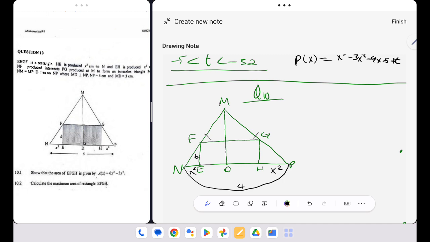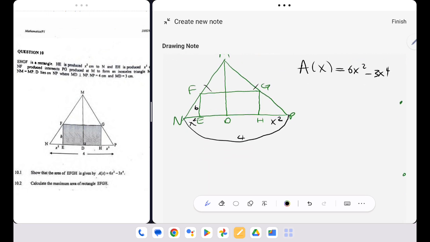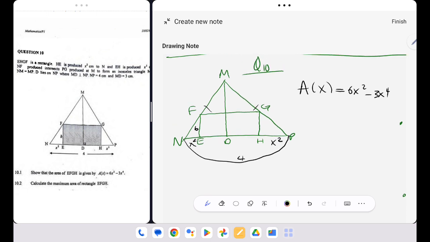Okay. I'm supposed to show that the area of this rectangle is given by 6x squared minus 3x to the power 4. Okay. What can I deduce from the information I'm given? Okay, this one is 3 centimeters.